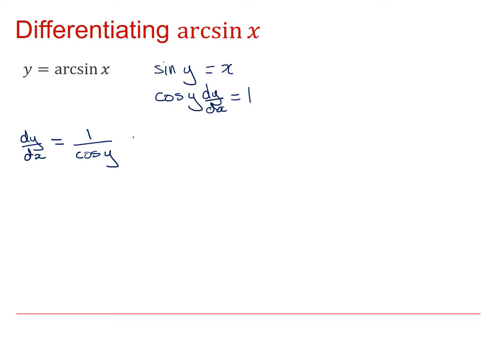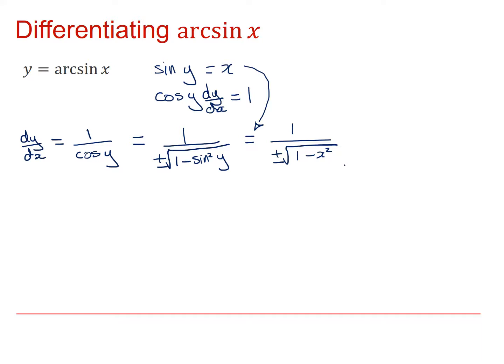But I can rewrite cos y in terms of sine, and I can rewrite this expression then as 1 over the square root of 1 minus sin squared y. And I'm going to need a plus minus because I've just taken a square root here, so I need to consider both. But I also know that sin y is equal to x. So if I plug that into there, I'm going to get that this is 1 over the square root of 1 minus x squared. Again with a plus or minus.